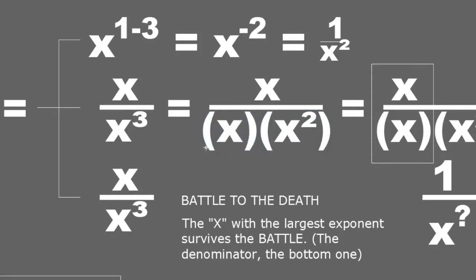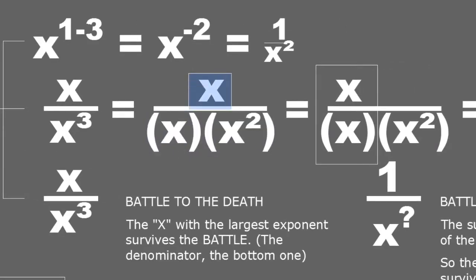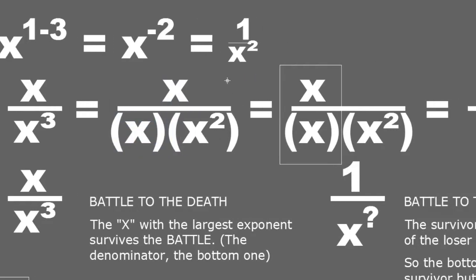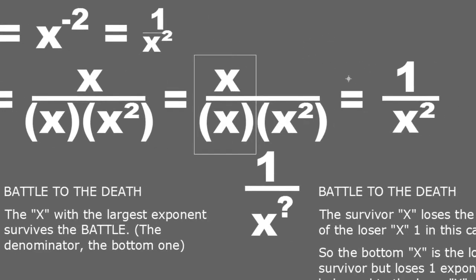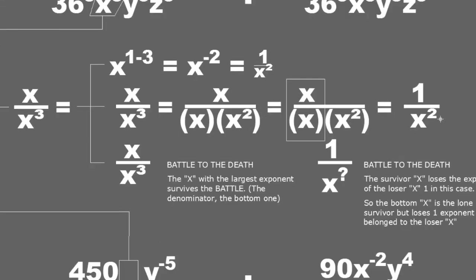But now that allows me to see clearly that I have an x on the numerator and an x on the denominator. Here you see them one right on top of the other. When you have the same variables or the same number in the numerator and in the denominator, that equals 1. So this becomes 1, and I have the same result, 1 divided by x squared.